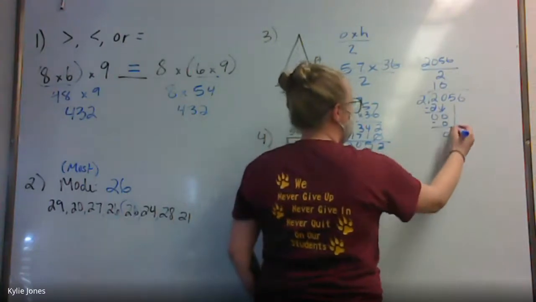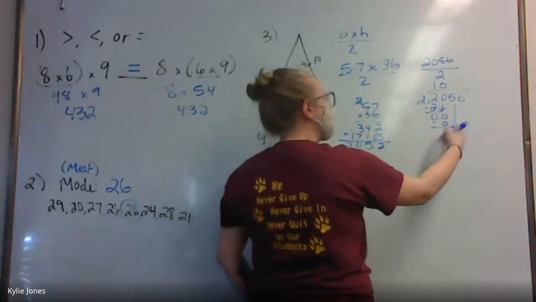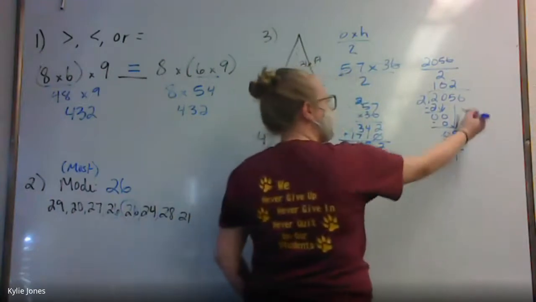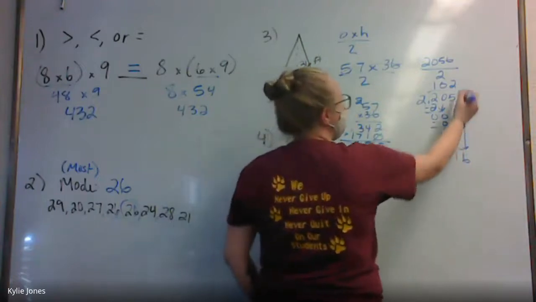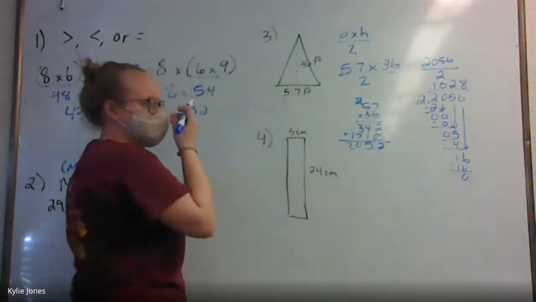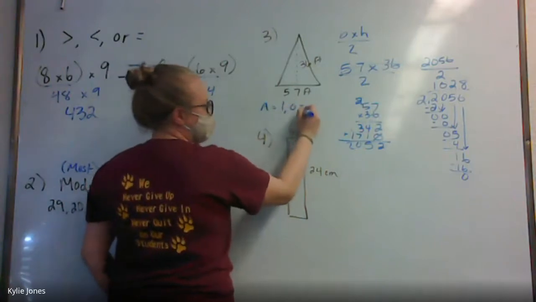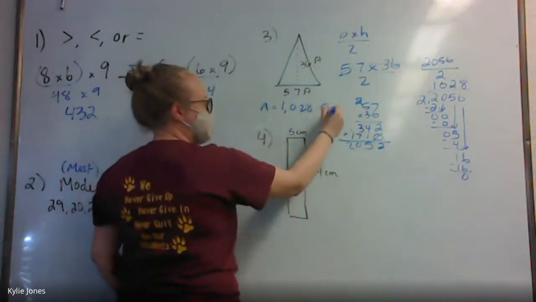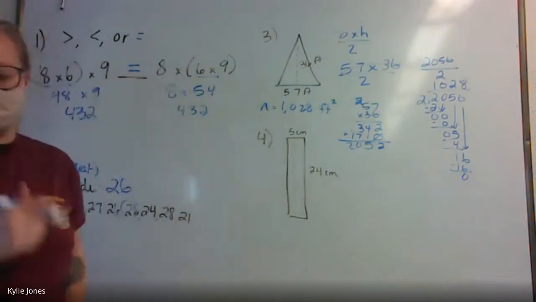Get 0 again. Bring down your 5. Does 2 go into 5? How many times? Twice. We get 4. Subtracting, we get 1. And then we can drop down our 2. Does 2 go into 12? How many times? 6 times, and it goes in evenly. So when we do the dividing by 2, what's our area of the triangle? 1,026. What are my units? Feet. One little part that we're missing: squared. Don't forget the squared. Feet squared or square feet, right?